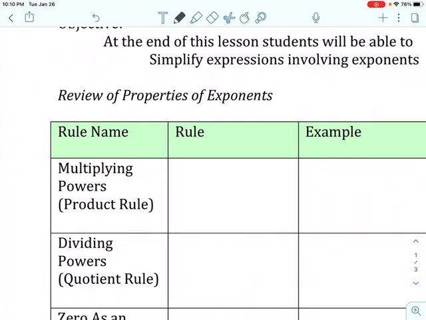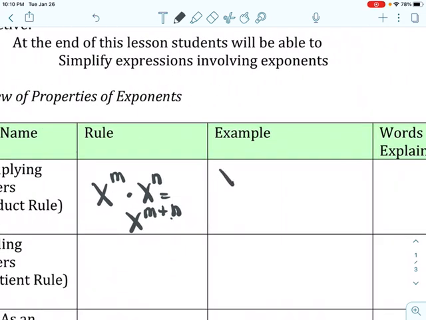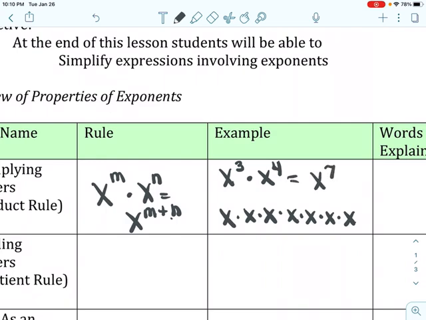So multiplying powers, our rule is we'll use x and m. x to the m times x to the n is x to the m plus n. Okay, so why do we add? Well, let's say I have x cubed times x to the fourth. That means there's 3 x's, and if there's 4 more x's, that's 1, 2, 3, 4, 5, 6, 7, or x to the 7th.